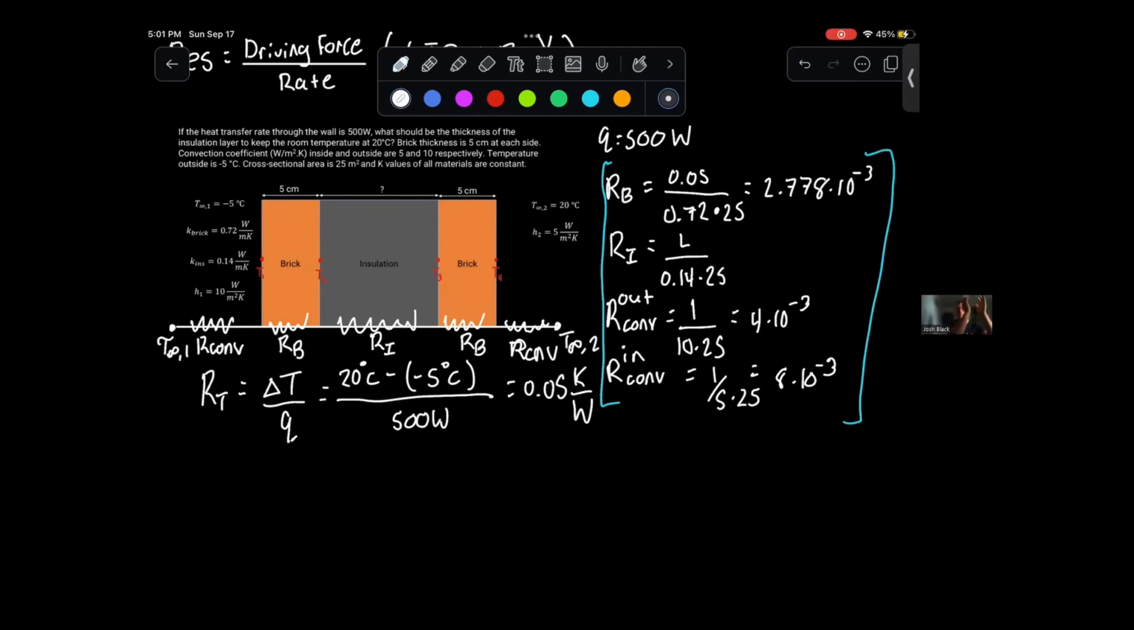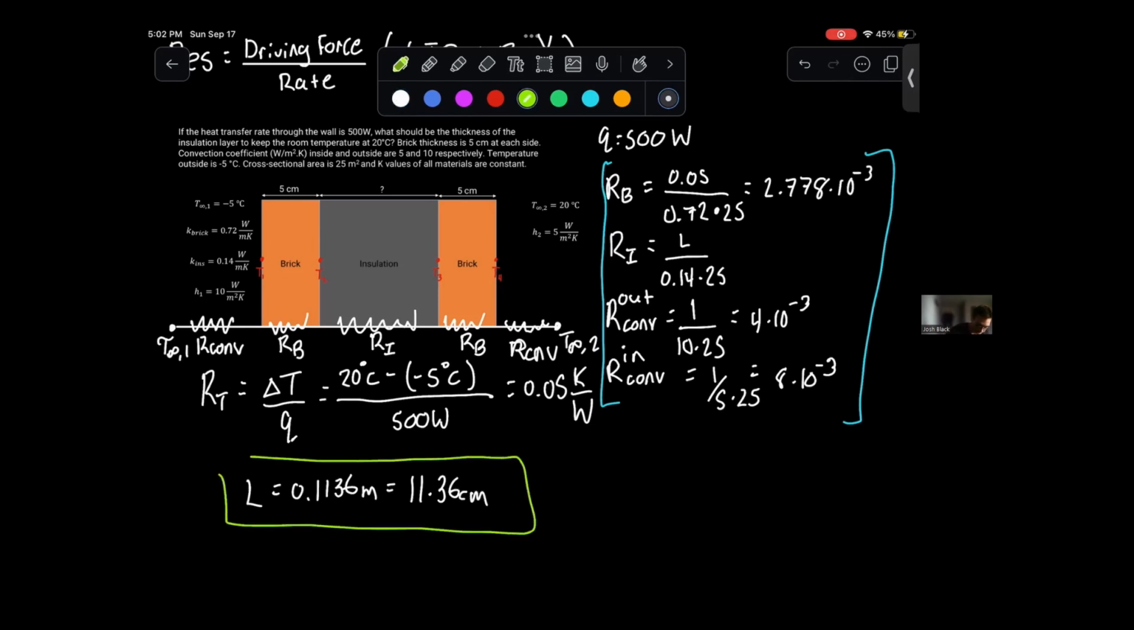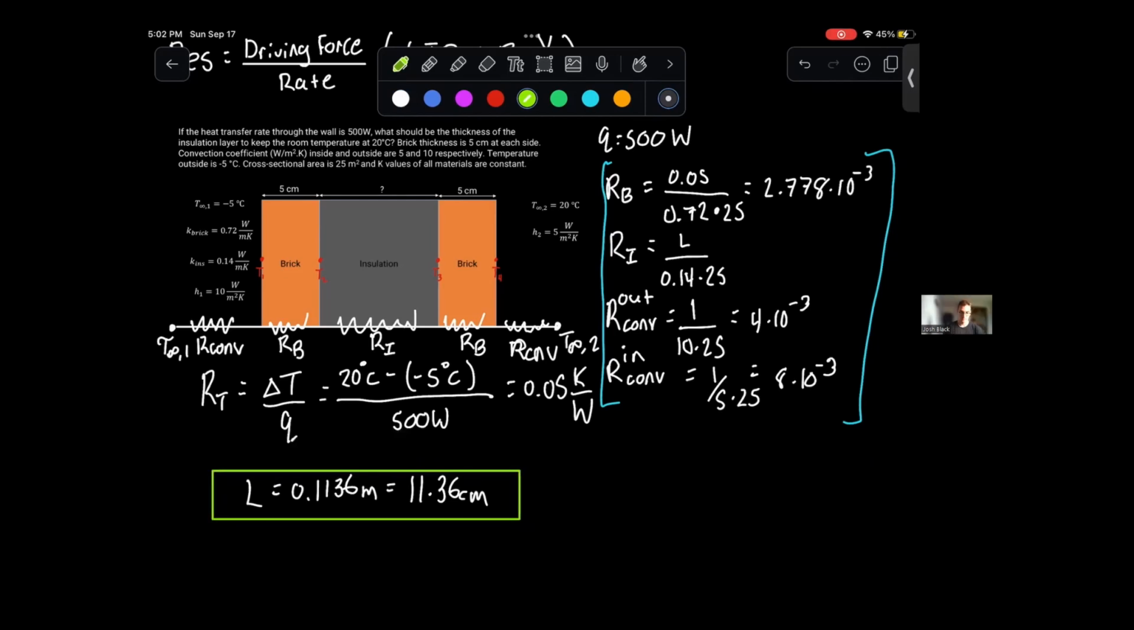So what we're going to do is keep the resistance of our insulation on one side. We're going to take the rest of the sum and bring it over, so we do 0.05 minus the sum of our resistances that doesn't include the insulation, which will give us L is equal to 0.1136 meters, or 11.36 centimeters. It's not too hard. Hopefully you guys could keep track. But I don't think it was all that difficult.